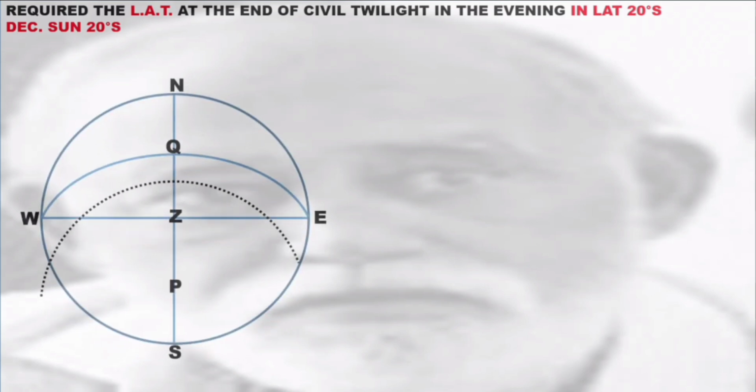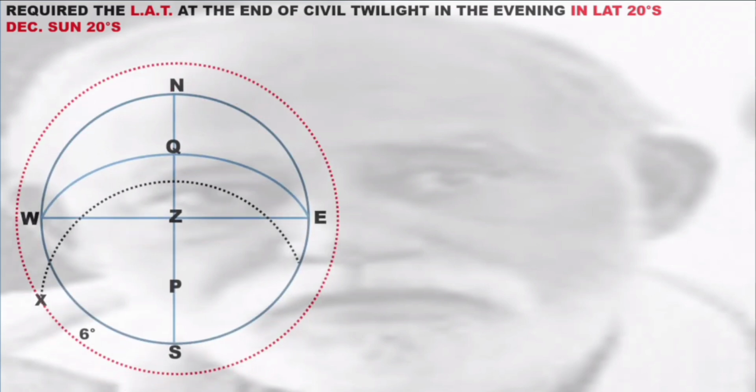Required the LHA at the end of civil twilight in the evening, in latitude. When we are talking about civil twilight, it ends when the body is 6 degrees below the horizon. So in this case, your ZX is going to become 96.